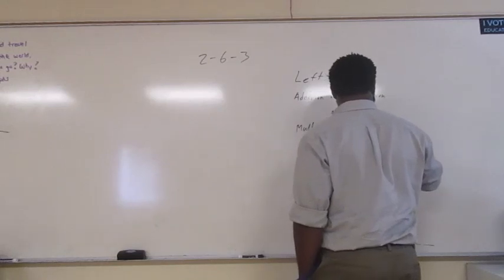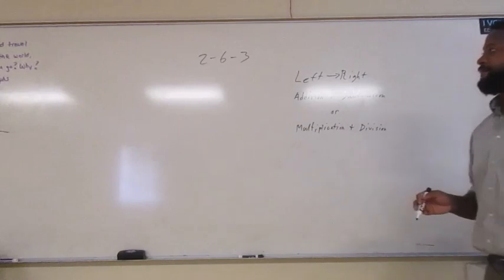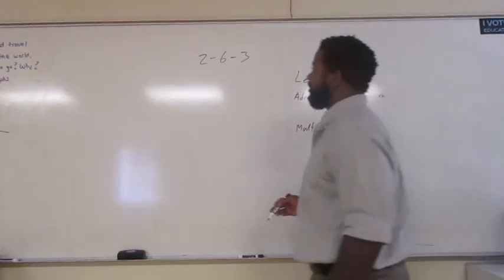Multiplication and division. Okay? You only have these two, okay? And you only have these two. That's when the left to right happens.